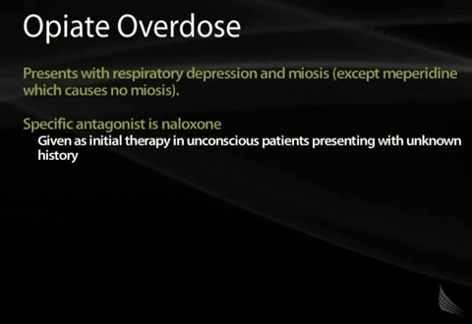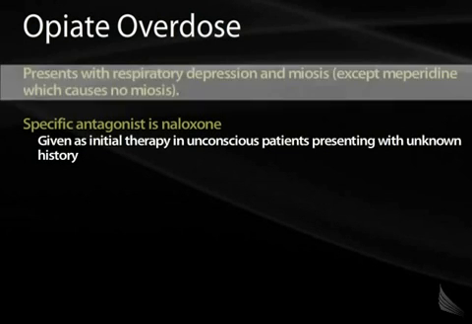Opiate overdose is very common. Patients that take opiates for chronic pain or for sickle cell disease will usually present with respiratory depression, meaning they're breathing at like 4 or 5 times per minute, and they will have meiosis, except for patients that have overdosed on meperidine, which usually does not cause meiosis.